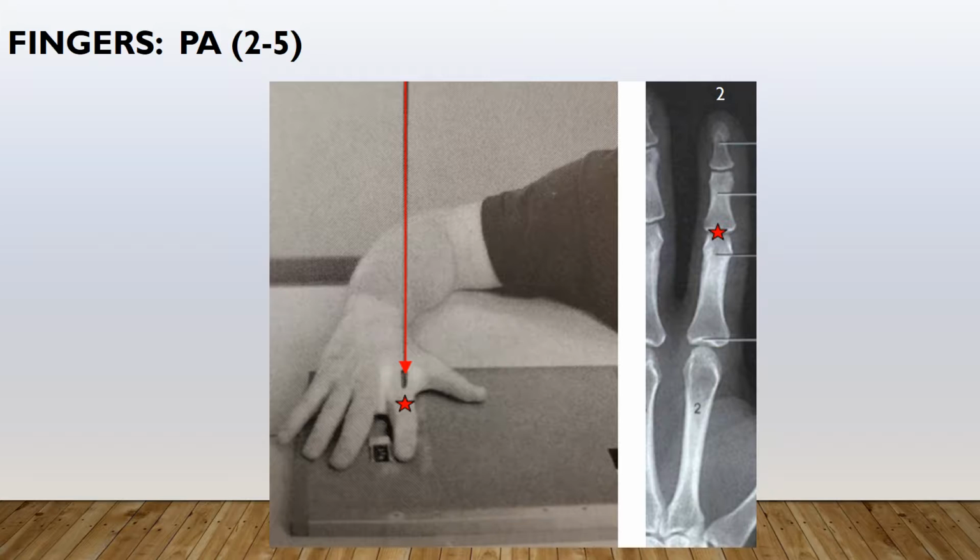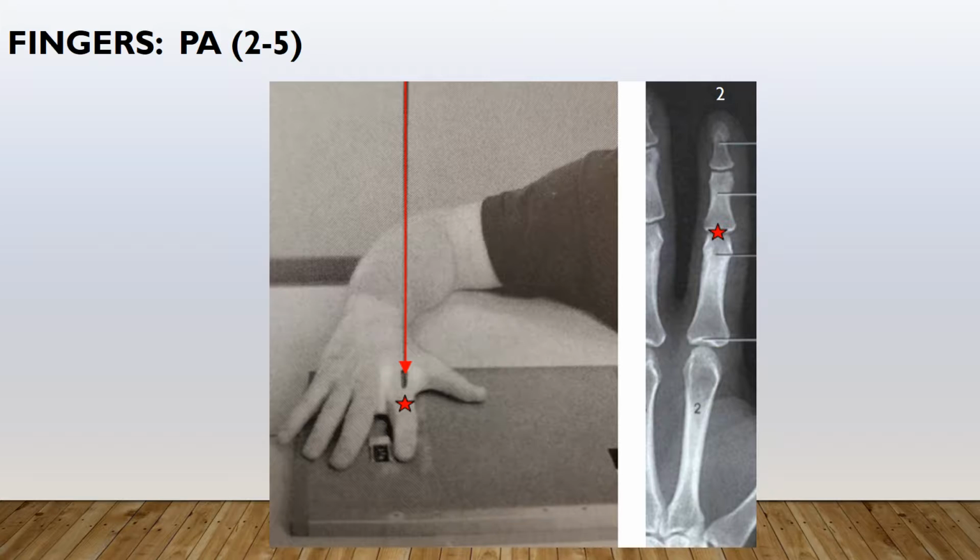So here is a picture of a PA finger. The x-ray view is going to be PA, posterior to anterior. Now there's something called the projection. The projection on this would be AP. So it's a PA view with an AP projection. Now I'm not going to talk about that again because it's just too confusing when you start to talk about both. So I'm now going to start only talking about the view. So this is a PA finger view.